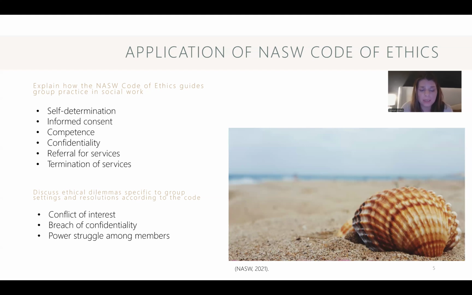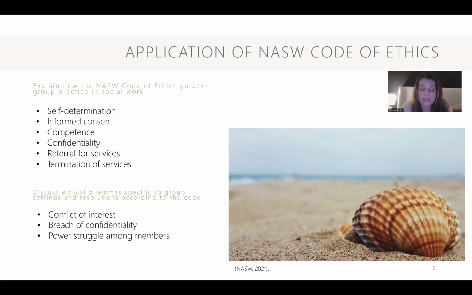And then referral and termination of services are also naturally a part of group practice, as it might become evident that an individual would possibly benefit from a different type of program. That's when a referral would be necessary, or additional supports to put into their life. Referrals should be talked about at the beginning of services in group work and just kind of given as an option for group members to know that there are additional resources out there if they are needing the extra help.